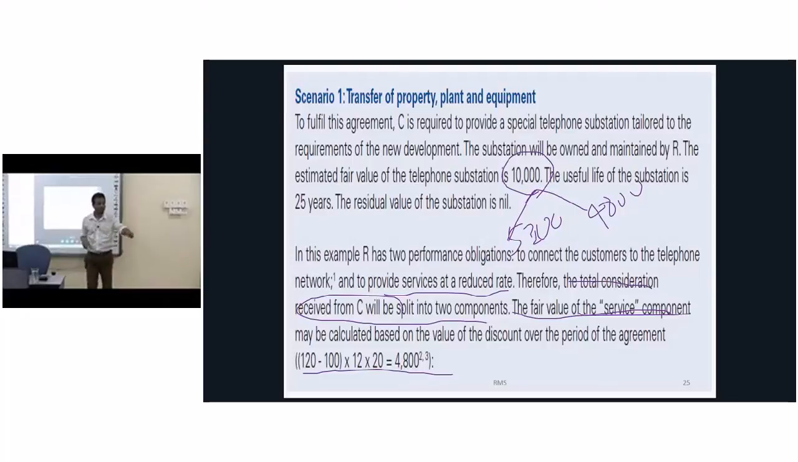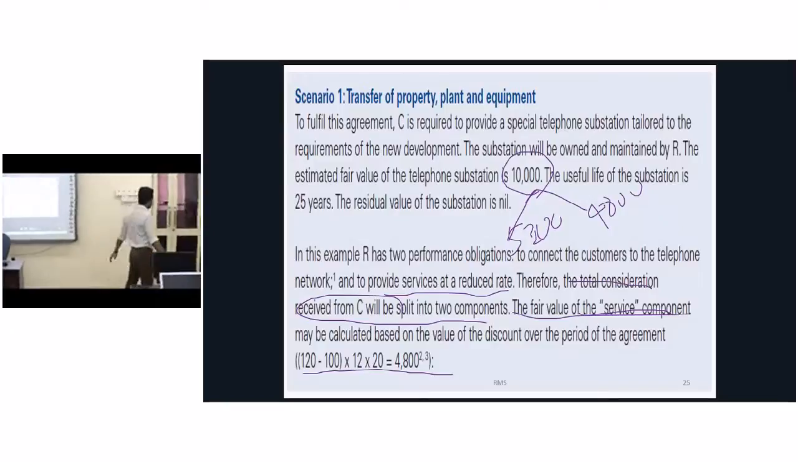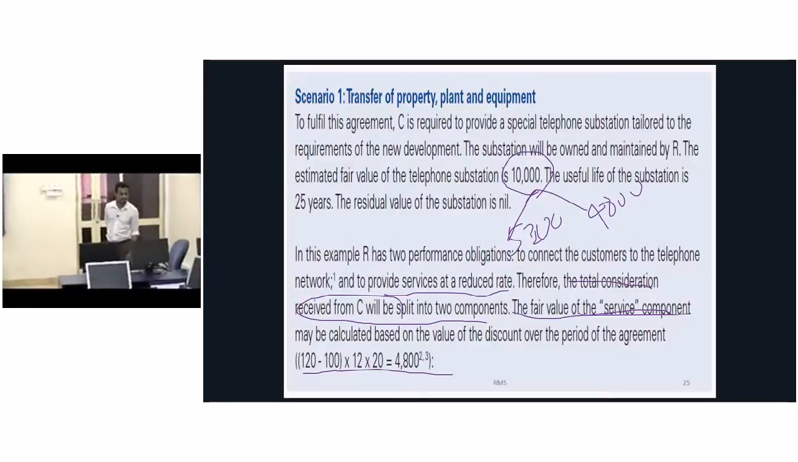Establishment of that particular, what is this? Telephone substation. Understand? Okay.